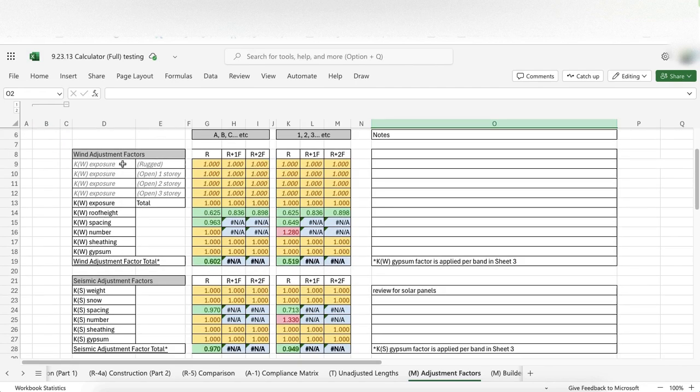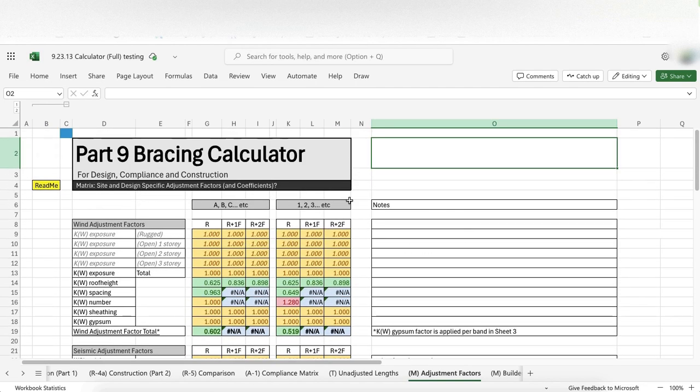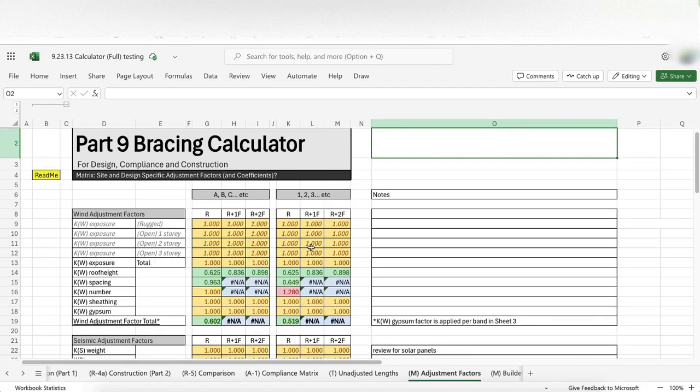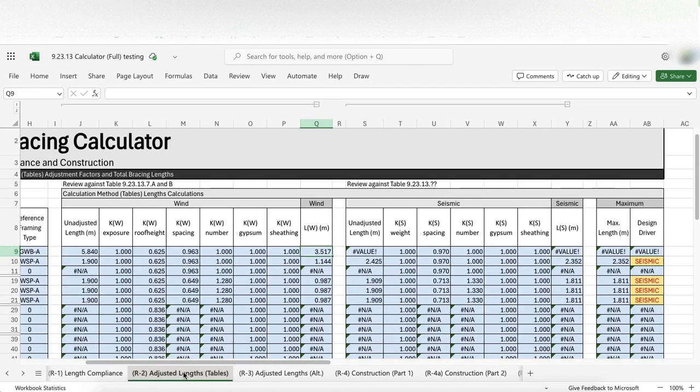It lists all the different adjustment factors for wind, all of them for seismic factors. I could possibly build this out to include the coefficients as well, although they work their way into the calculations a little bit differently. Here you can see more clearly how these adjustment factors are applying to each story. With our building we only have 1 floor that is required to have bracing. It's going to be the roof floor, which would be this column, and then this column, and it's showing how some of those values in our table, the adjusted lengths table, look like this.